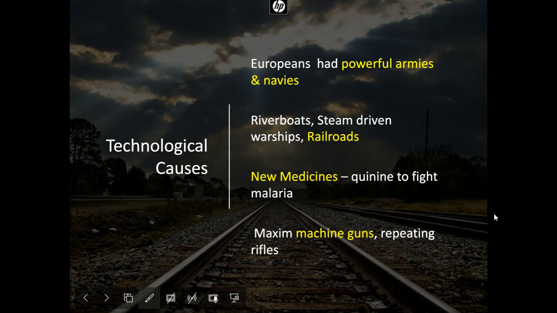Also, these countries have machine guns, repeating rifles. I mean, just technology that if you did not have those things, fighting against it was next to impossible. We'll look at several examples of rebellions against this imperialism. Almost all of them fail.